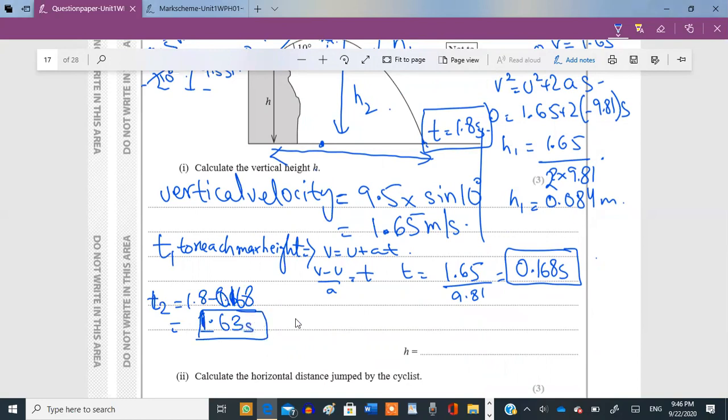So now we have the time. We have everything that we want. All we need to do is find out the displacement. So S equals ut plus half at squared can be applied. U is going to be 0, because from the maximum height when the ball falls, its initial velocity is going to be 0. So half times a, which is 9.81, and the time is 1.63 squared. This will give you the displacement h2, meaning the height h2, this one.